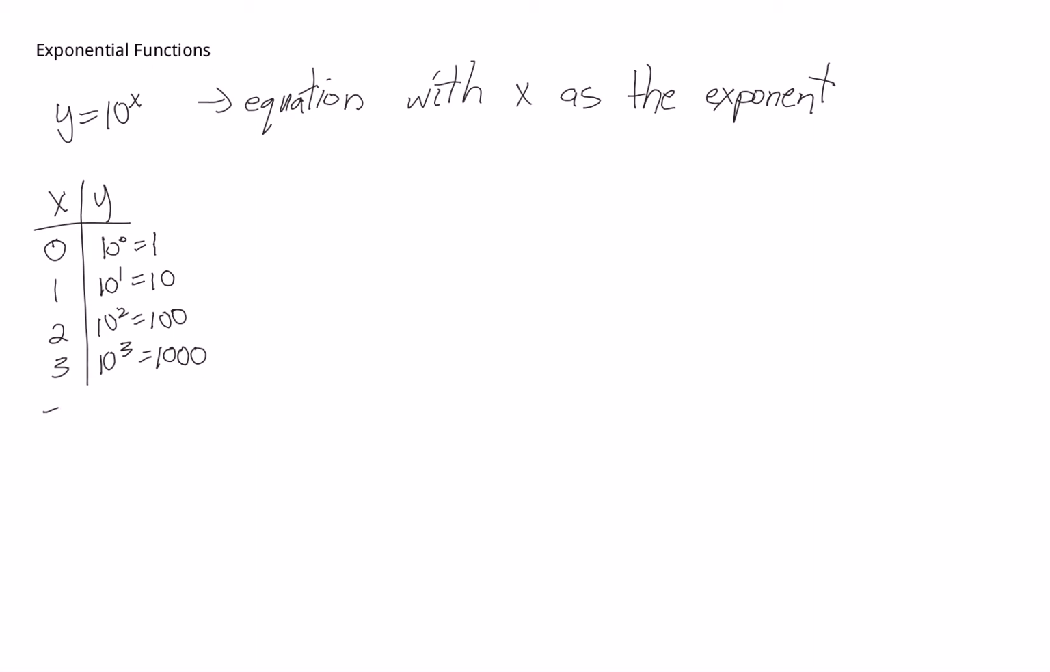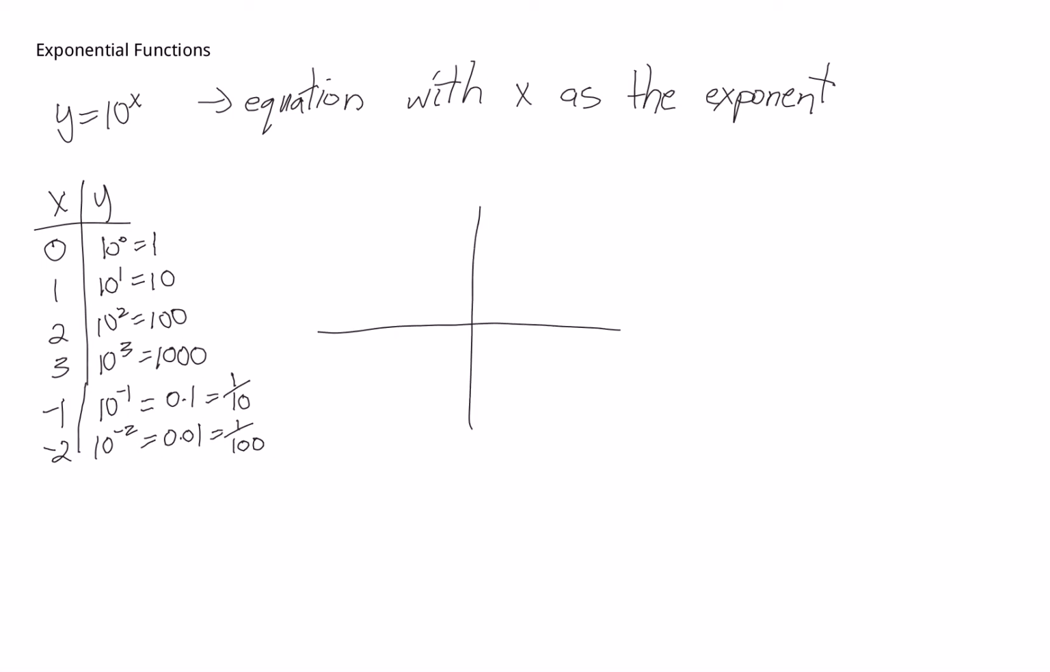So let's try a negative 1. If we put in a negative 1, we'd have 10 to the negative 1, which is 0.1 on your calculator, or 1/10. If we put in a negative 2, we would get 0.01, or 1/100th. So you can see sort of the pattern. As our exponent gets bigger and bigger, we're just timesing by 10 each time, and as we get smaller and smaller, we're dividing by 10.